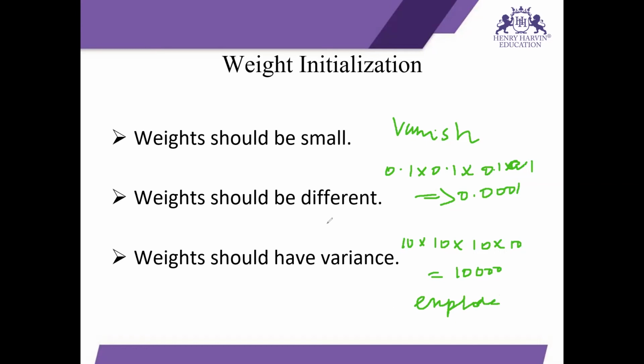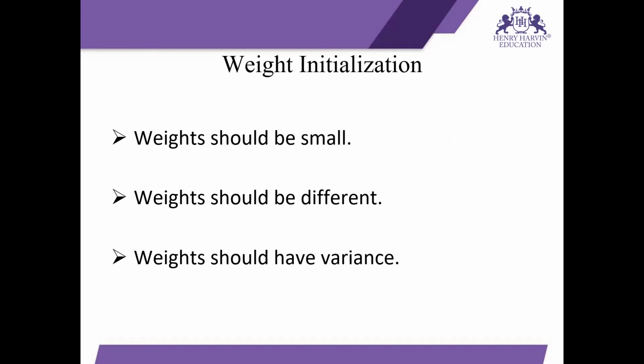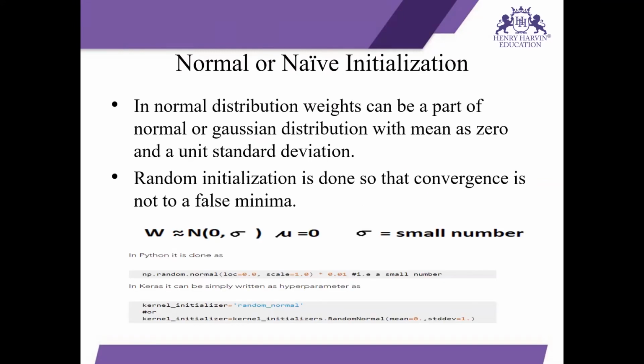So we will be using some initializers, right? Like He or Xavier initializers, which may help us to improve on this, right? So we have discussed the problems of vanishing and exploding gradients over here. And let us discuss this normal or naive initialization, right? So what is meant by this normal or naive initialization?